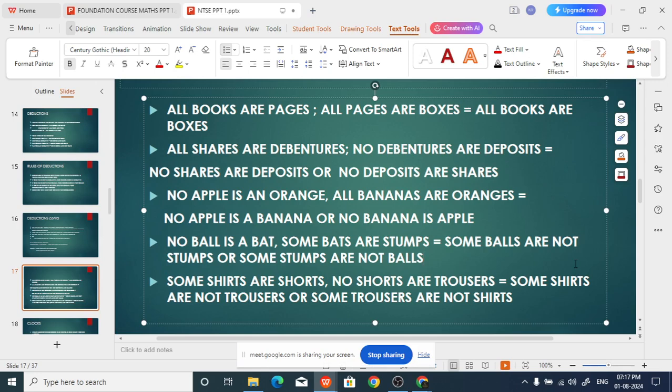Okay. Next, can any students read? Some shirts are shorts. No shorts are trousers. Some shirts are shorts, so it is particular positive. No shorts are trousers, it is universal negative. Answer has to be negative, answer has to be particular, then shorts should not come, shirts should come, trousers should come. Now tell me the answer.